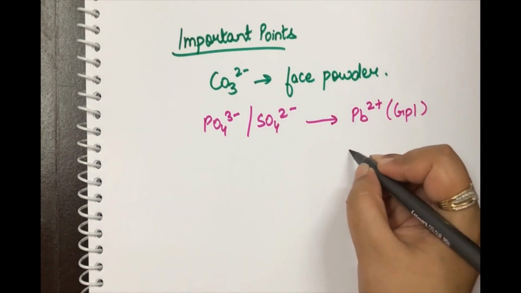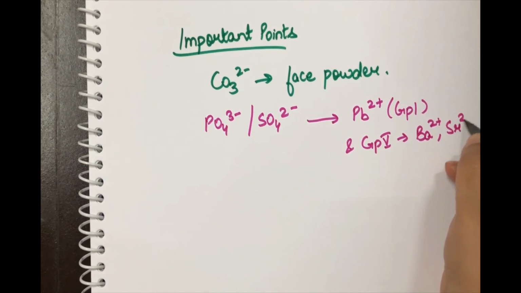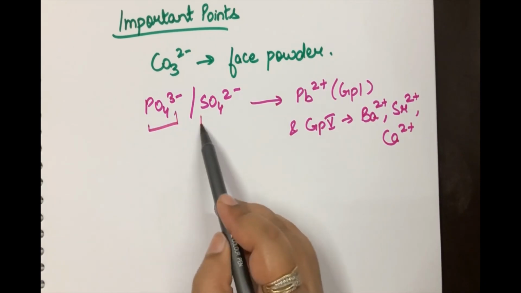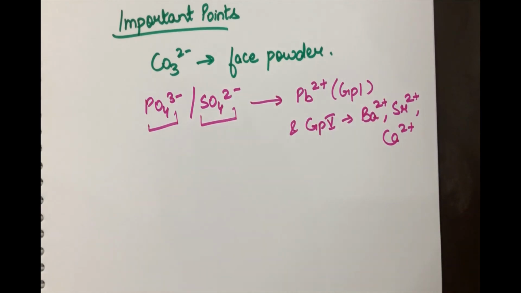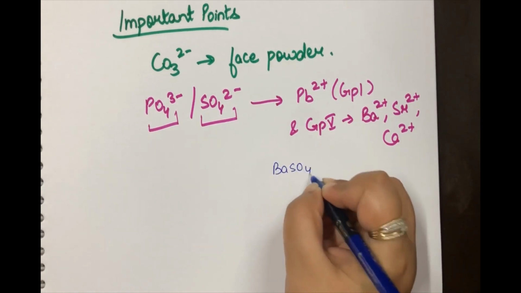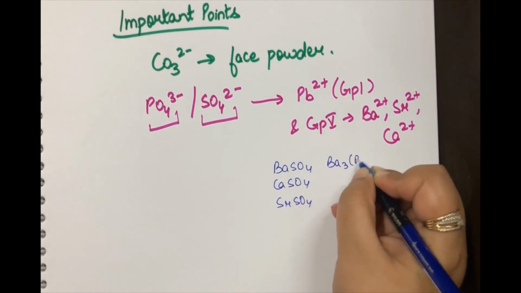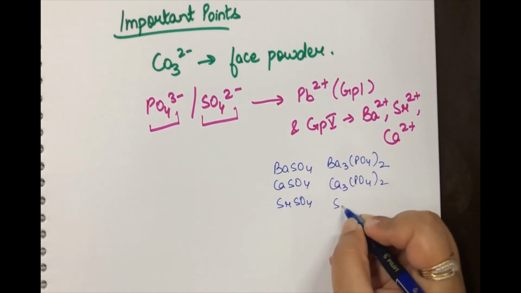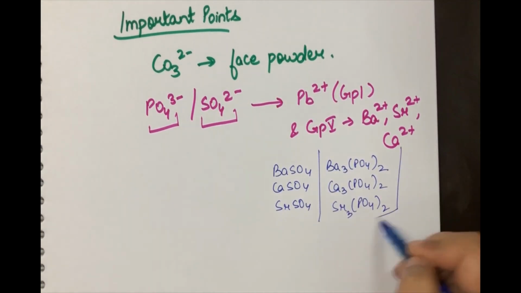I'll just explain this after anion. And your group 5 cations, which are your barium, strontium and calcium. What I'm trying to say here is, if you get phosphate and sulfate, then lead, barium, strontium and calcium are definitely not there as cations. Because if I just explain you the reason, if I have barium sulfate, calcium sulfate, strontium sulfate, similarly I have barium phosphate, I have calcium phosphate, and I talk about strontium phosphate. All these salts are insoluble.